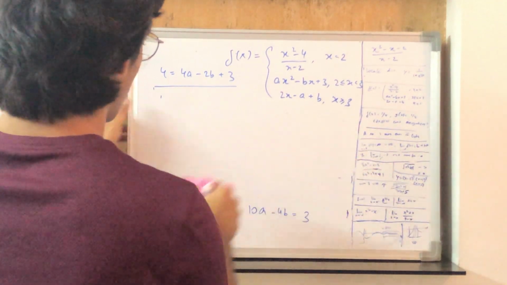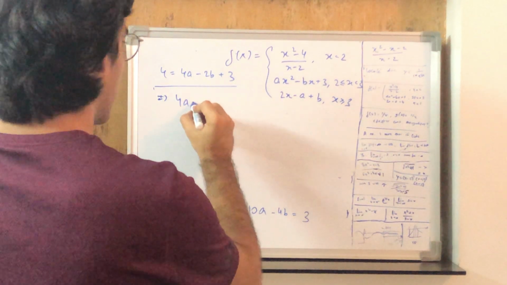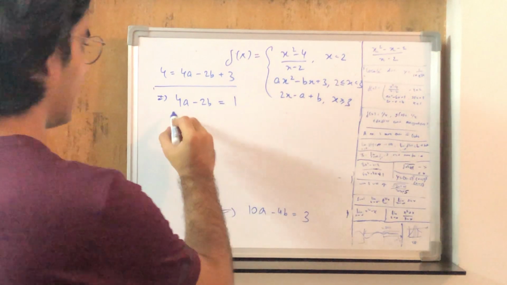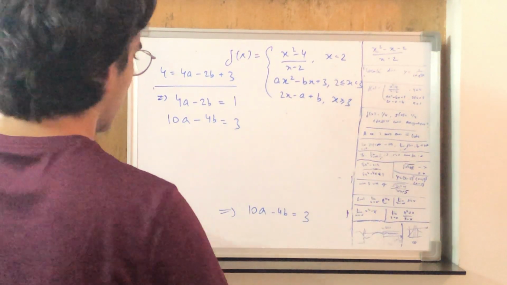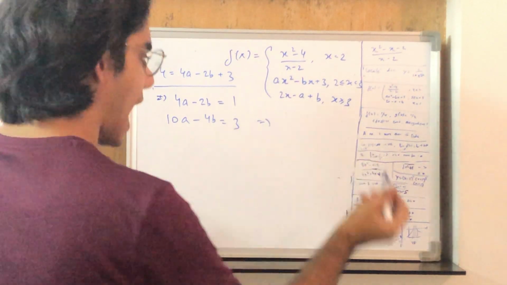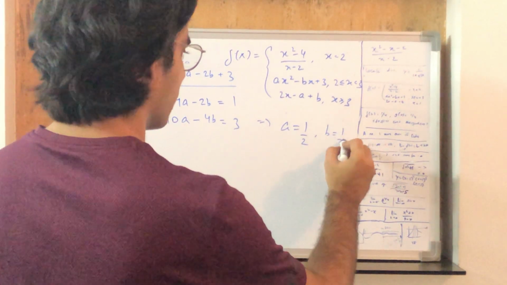A and b. So I can use both of these. I can simplify this further to say 4a minus 2b is equal to, sending 3 to the other side, 1. And the other equation is 10a minus 4b is equal to 3. I'm not going to solve these right now, but after you're done solving, these are the values that you're going to get. A is equal to 1/2 and b is equal to 1/2.